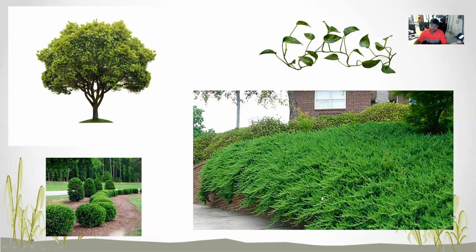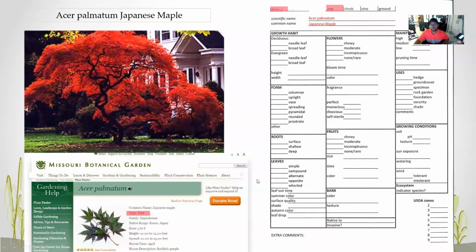And then on the bottom right is a ground cover. This is a green rug juniper. They typically grow down over top of the ground, so they're really nice to use if you want to cover a lot of area, especially hillsides.